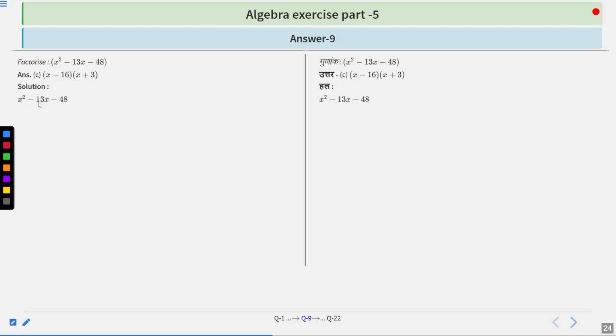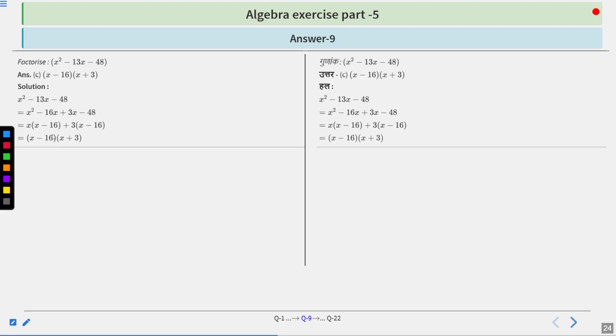So the given equation was x square minus 13x minus 48. So x square minus 13x can be written as minus 16x plus 3x, minus 48 is written as it is. So taking x common from the first two terms, we get x into x minus 16. And taking 3 common from the last two terms, we get 3 into x minus 16. So the factors are x minus 16 into x plus 3. Option number C is the correct answer.